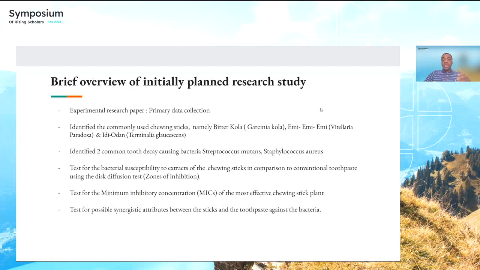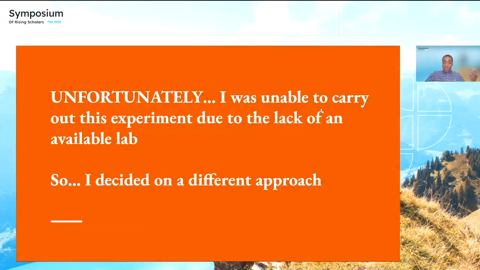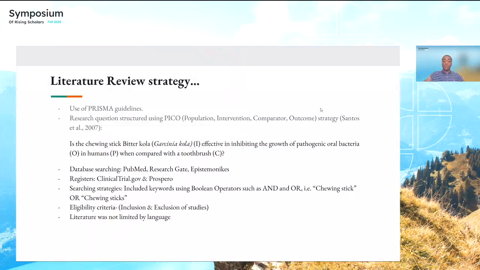Initially, I was going to plan a research paper in which I collect primary data from commonly used chewing sticks in Nigeria, test them against commonly known oral bacteria, and test for the susceptibility of the bacteria through zone of inhibition and minimum inhibitory concentration, and maybe see if there's a synergistic property between the sticks and the toothpaste. Unfortunately, I was not able to do this as an international student in the States, and so I had to take a different approach, which came in the form of a literature review.